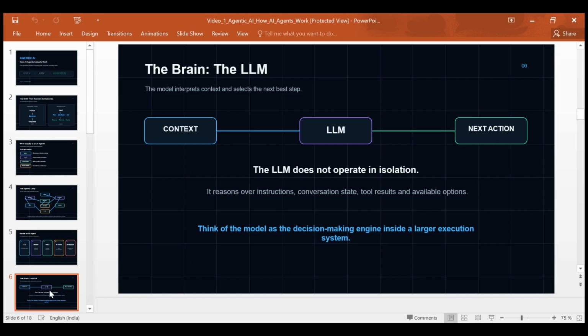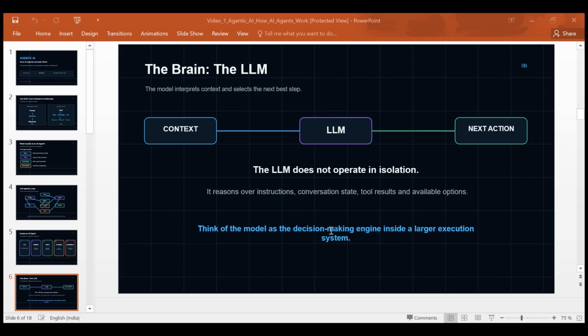So let's move to the sixth slide. The brain, the LLM. The language model is often described as the brain of the agent, and the analogy is useful provided we remember that the brain is only one part of the complete system. The model interprets instructions and context, reasons about possible actions, and selects what it believes should happen next.